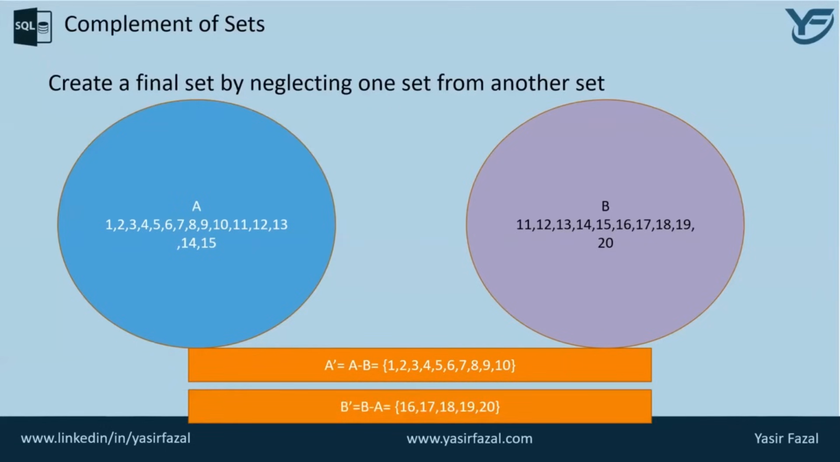Utilizing this rule, B complement is equal to B minus A, and the values from 16 till 20 will be written down as the B complement. I hope you have understood the concept of the complement of sets. That is a very useful concept and it will be utilized in our SQL queries as well.